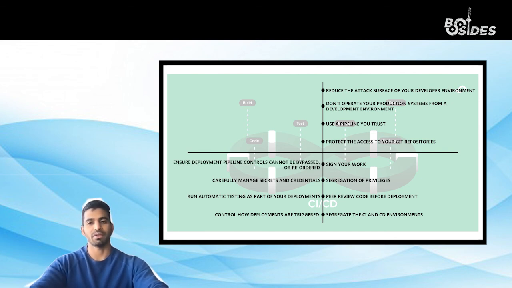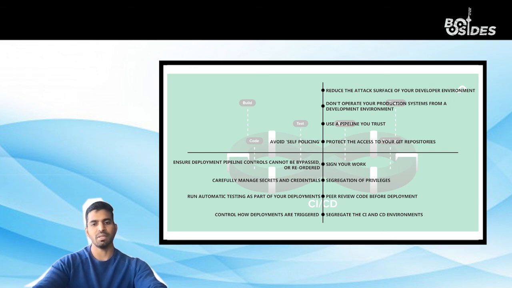Ensure deployment pipeline controls cannot be bypassed or rerouted. All deployment processes should be followed from development through to deployment. This could be achieved architecturally or by carrying out cryptographic signing and verification at each stage. Avoid self-policing. The pipelines should enforce rules that define whether code is accepted or rejected before deployment. It's possible that these controls are themselves implemented in source code along with your product. It should not be possible for individuals to police themselves by modifying these rules.